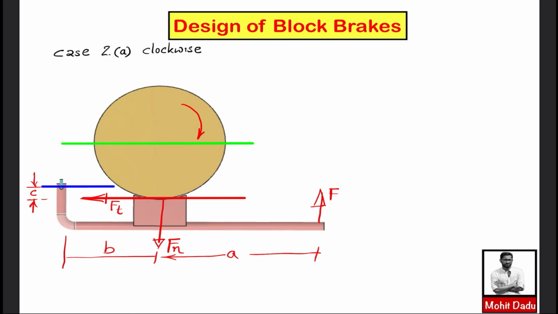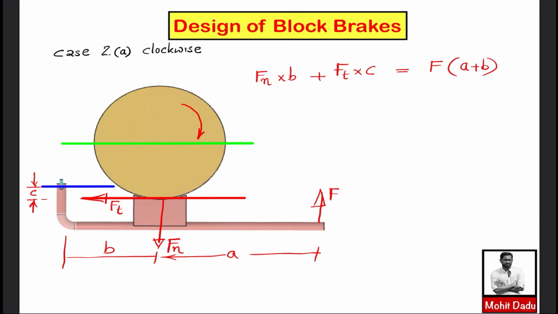So here I will be calculating the clockwise and anti-clockwise moments. If you are taking the moment about the fulcrum, then this Fn is creating a clockwise moment of Fn into B. This F is creating an anti-clockwise moment of F into (A plus B), and this Ft is creating a clockwise moment of Ft into this distance C. So I can take the clockwise moments on one side: Fn into B plus Ft into C is equal to the anti-clockwise moment of F into (A plus B).